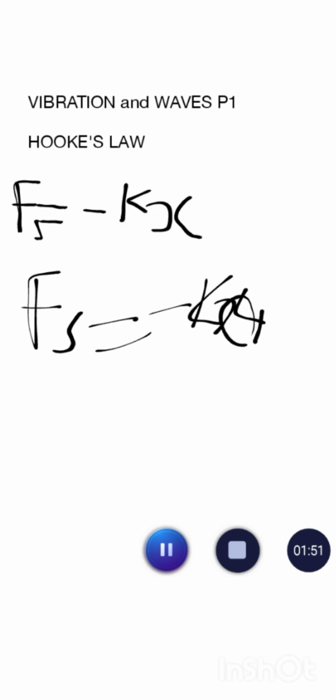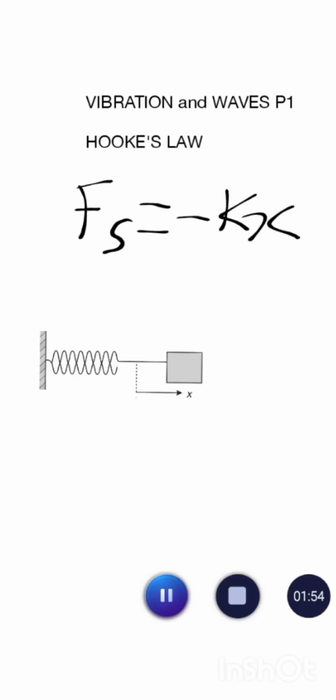So for example, we have this spring here. Somewhere here is where the equilibrium is. That's where the object should be, but it has moved from equilibrium to here. The distance from here to here, indicated by x, is our displacement in the formula.